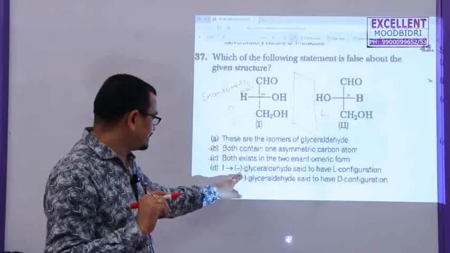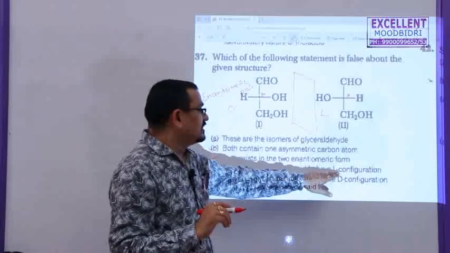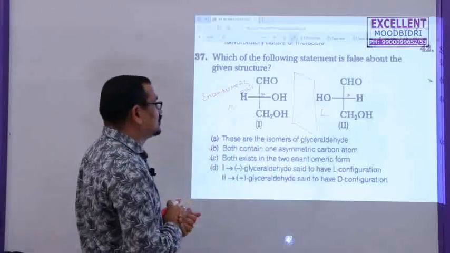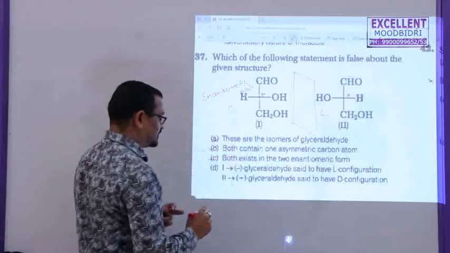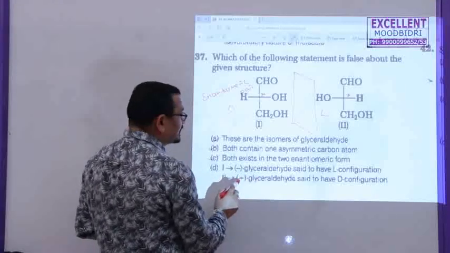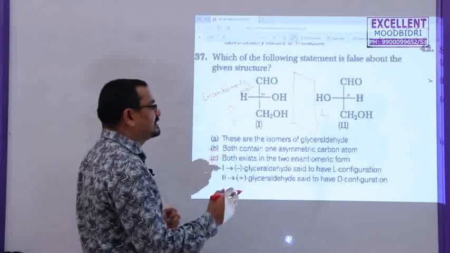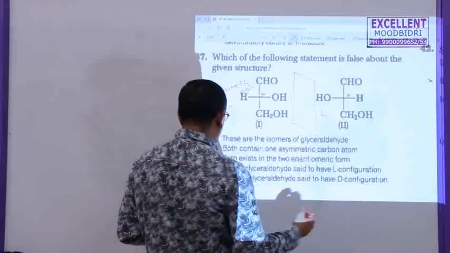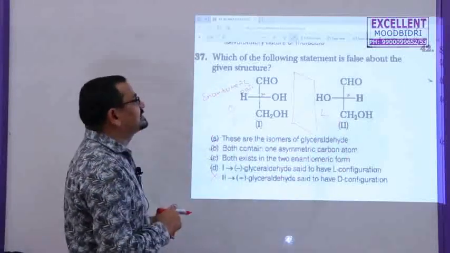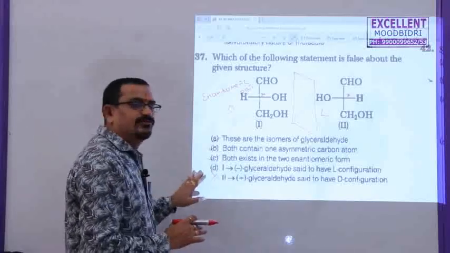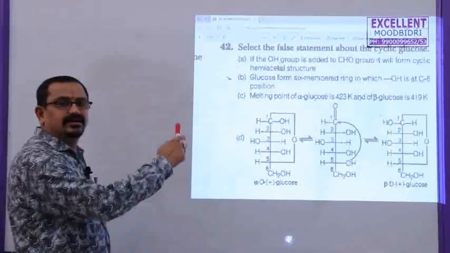That is based on experimental fact and said to have capital L configuration. There it went wrong. One is of D configuration, two is of dextroglyceraldehyde and said to have D configuration. No, we cannot assign like that. Moreover, this is of L configuration. So the false line among the given is the fourth option. So this is the answer.